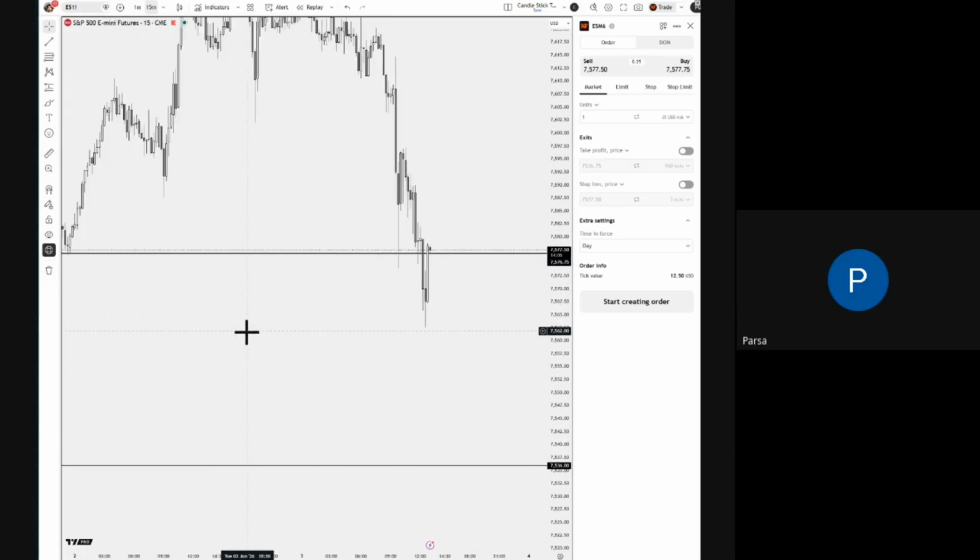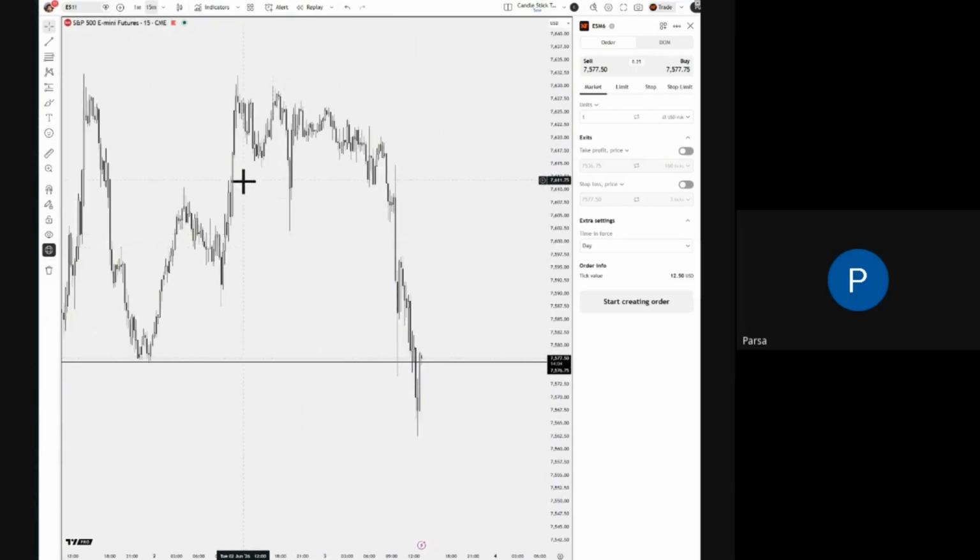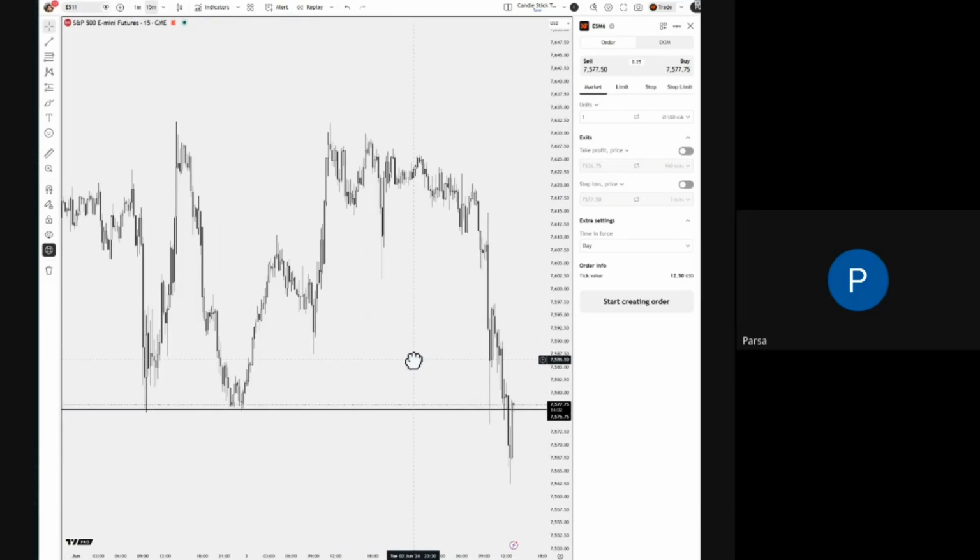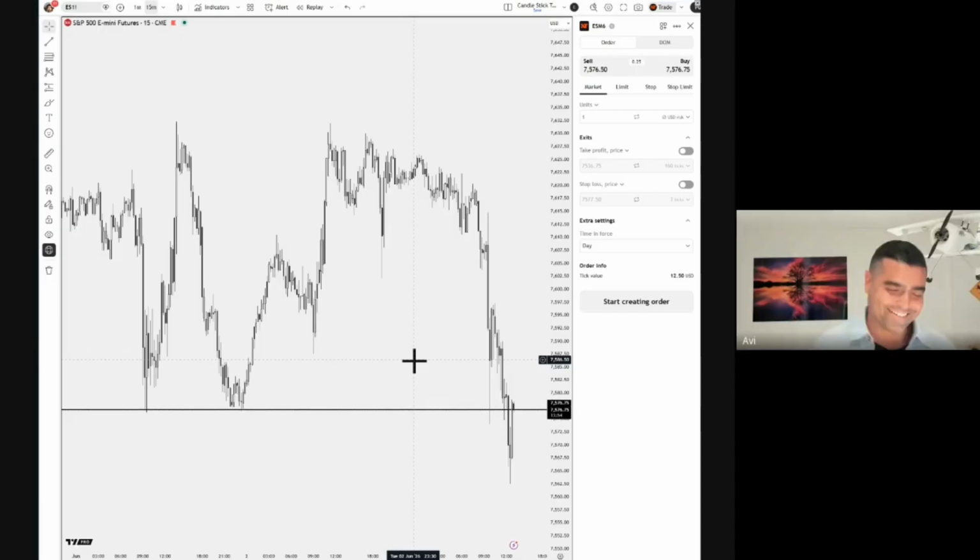I was inspired by the naked trading by Avi. If it wouldn't be for yours, I would still be trading with EMA, RSI, MACD, whatever is out there. It's crazy.